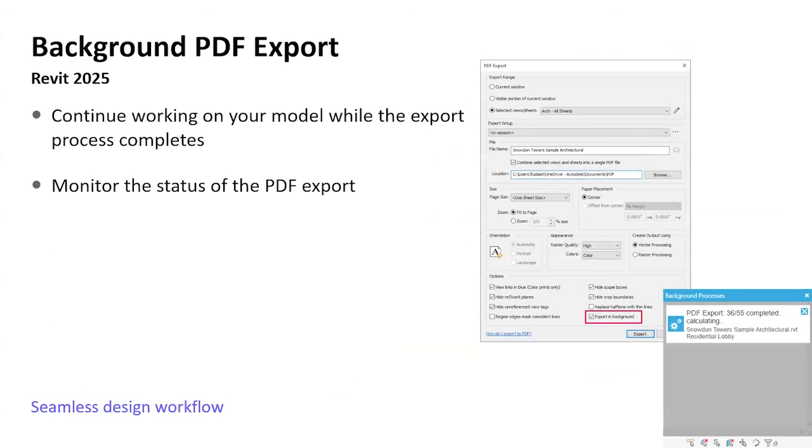Here's a great new feature. We're kind of getting down to the end of it, so I wanted to leave with some really exciting ones. Again, this has been asked for years. Background PDF export. So that basically means that you can export all of your PDFs, and Revit will continue to be live and active, so you can continue working while the PDF export process is running in the background.